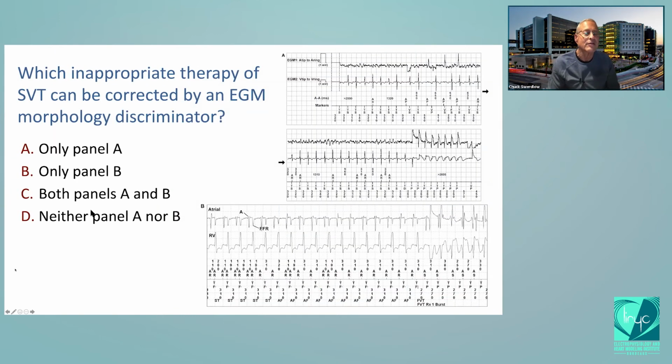Now, this is a bit of an advanced question, but here are 2 episodes of inappropriate therapy of supraventricular tachycardias. We use SVT in the broad sense, not the electrophysiologic sense. You can see this is atrial fibrillation that's treated inappropriately, and this is sinus tachycardia that's treated inappropriately. My question is, which of these could be corrected by a morphology discriminator? This requires a little thought. How would you think that through?